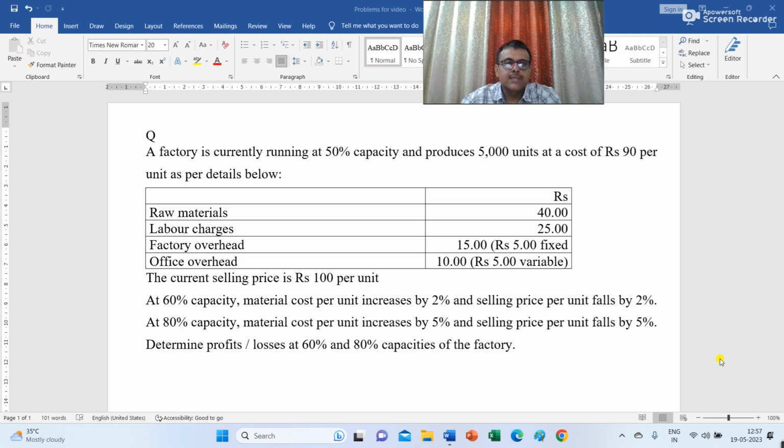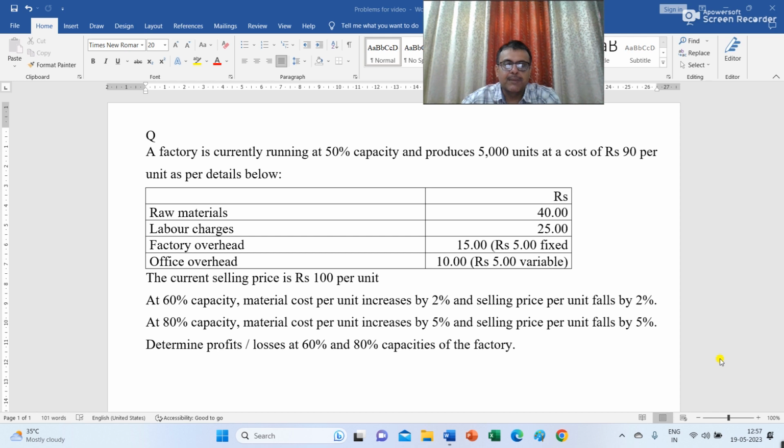A factory is currently running at 50% capacity and produces 5,000 units at a cost of rupees 90 per unit as per details below. Raw material rupees 40, labor charges rupees 25, factory overhead rupees 15, out of which rupees 5 is fixed. Office overhead rupees 10, out of which rupees 5 is variable. The current selling price is rupees 100 per unit.